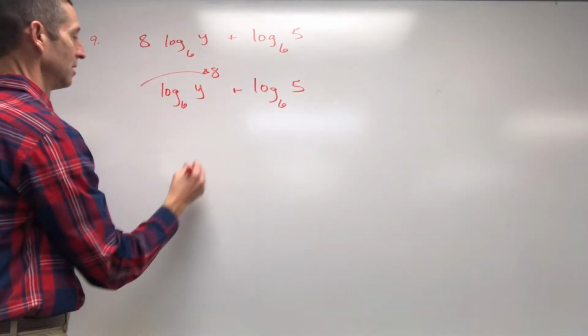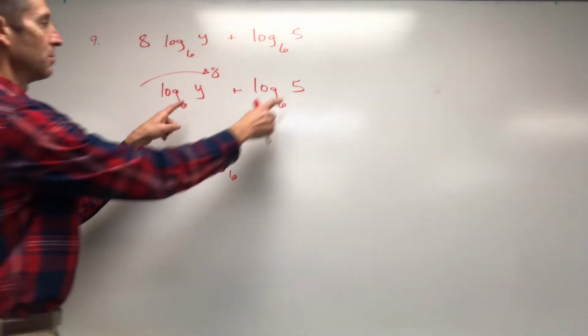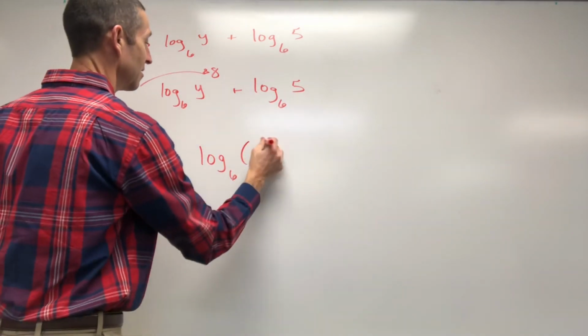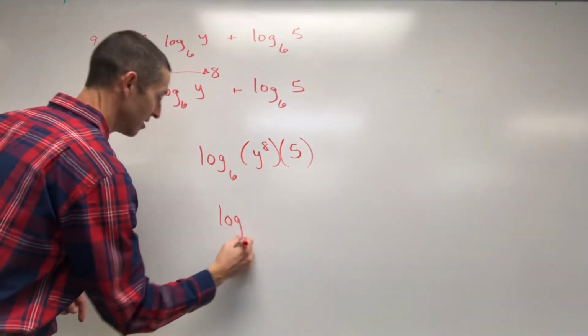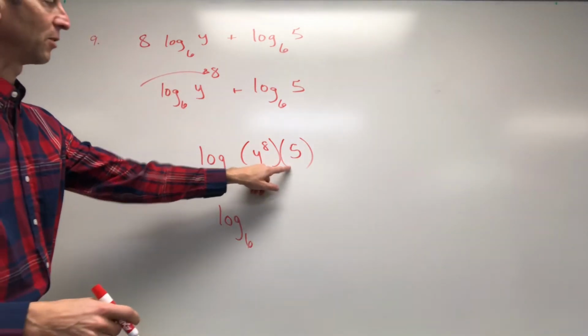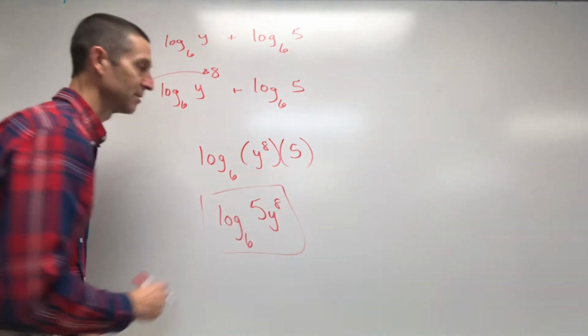This is addition. So we're going to put it together as one logarithm, but we've got to multiply the y to the 8 times the 5. And really you always write the number first and then the letter, so it looked like that.